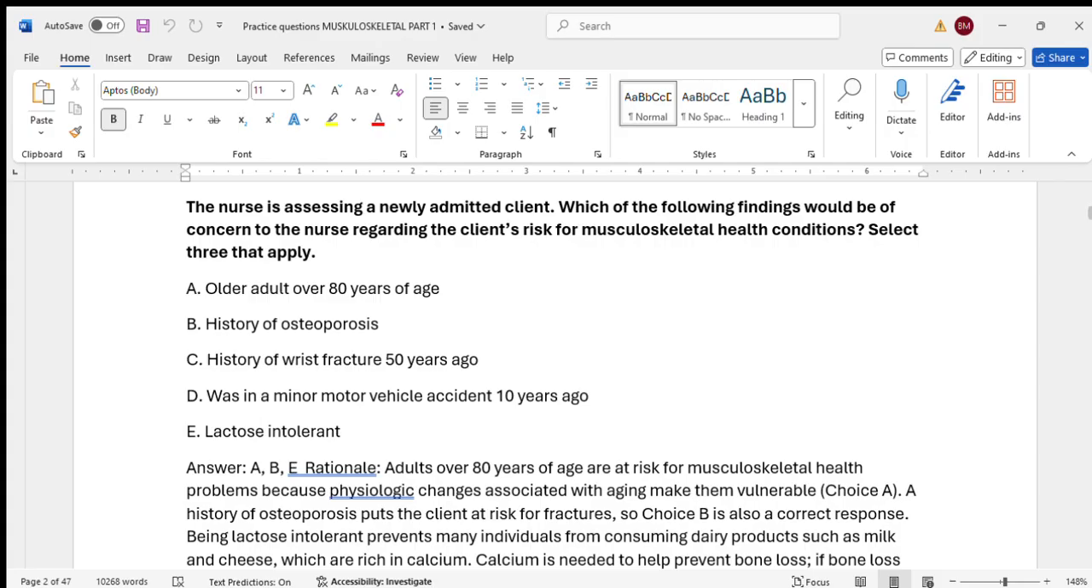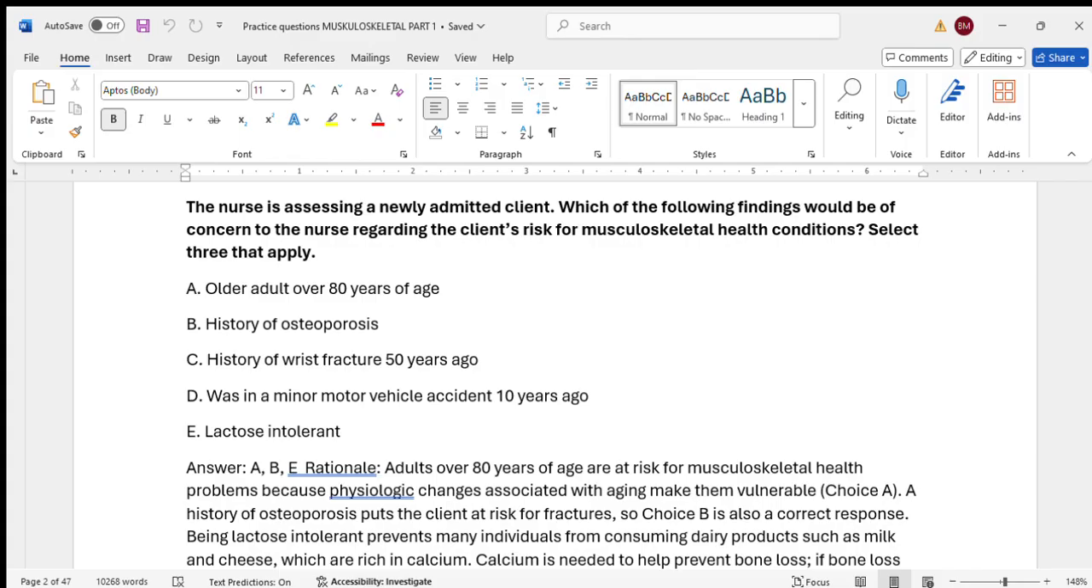Which of the following findings would be a concern to the nurse regarding the client's risk for musculoskeletal health conditions? Select 3 that apply. Okay, in this case, let's start with the question. Which of the following findings would be of concern to the nurse regarding the client's risk for musculoskeletal health condition? So we are looking right now for the worst option. Which one would be the concern? This is a newly admitted patient.